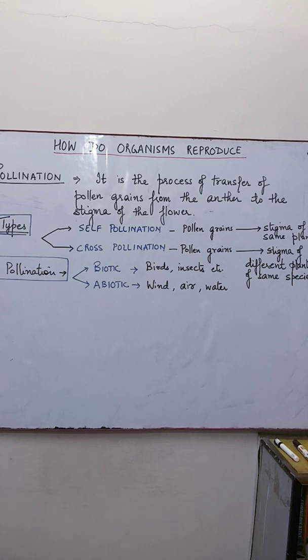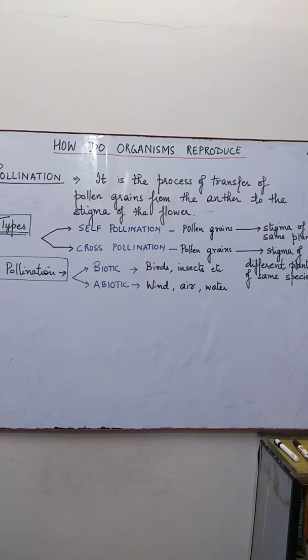On the other hand, cross-pollination is when the pollen grains land onto the stigma of a different plant of the same species. So that means if this is the anther having the pollen grains and when these are released, they land onto the stigma of a different plant, not on the same plant, and the species should be the same. So the pollen grains will land from one plant to the stigma of the other plant of the same species.